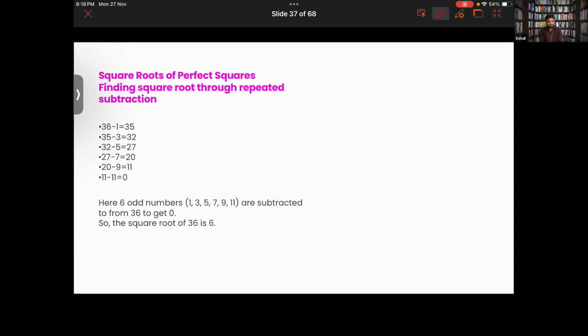Very well explained. So here I have a number like 36. I am repetitively subtracting consecutive odd numbers: 1, 3, 5, 7, 9, until we reach 0. Arham, how many numbers were subtracted? In total, 6 numbers were subtracted. So hence the square root of 36 is 6.